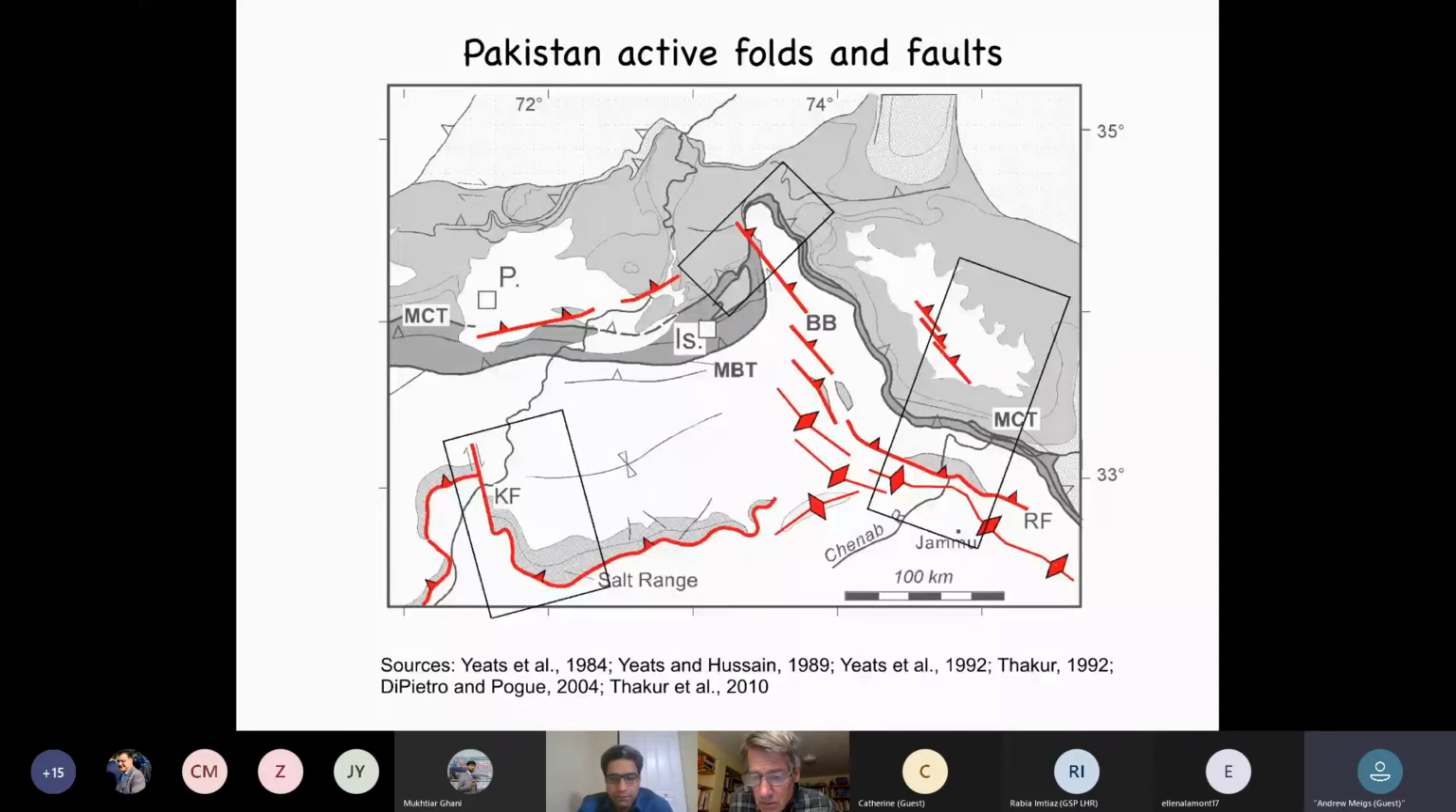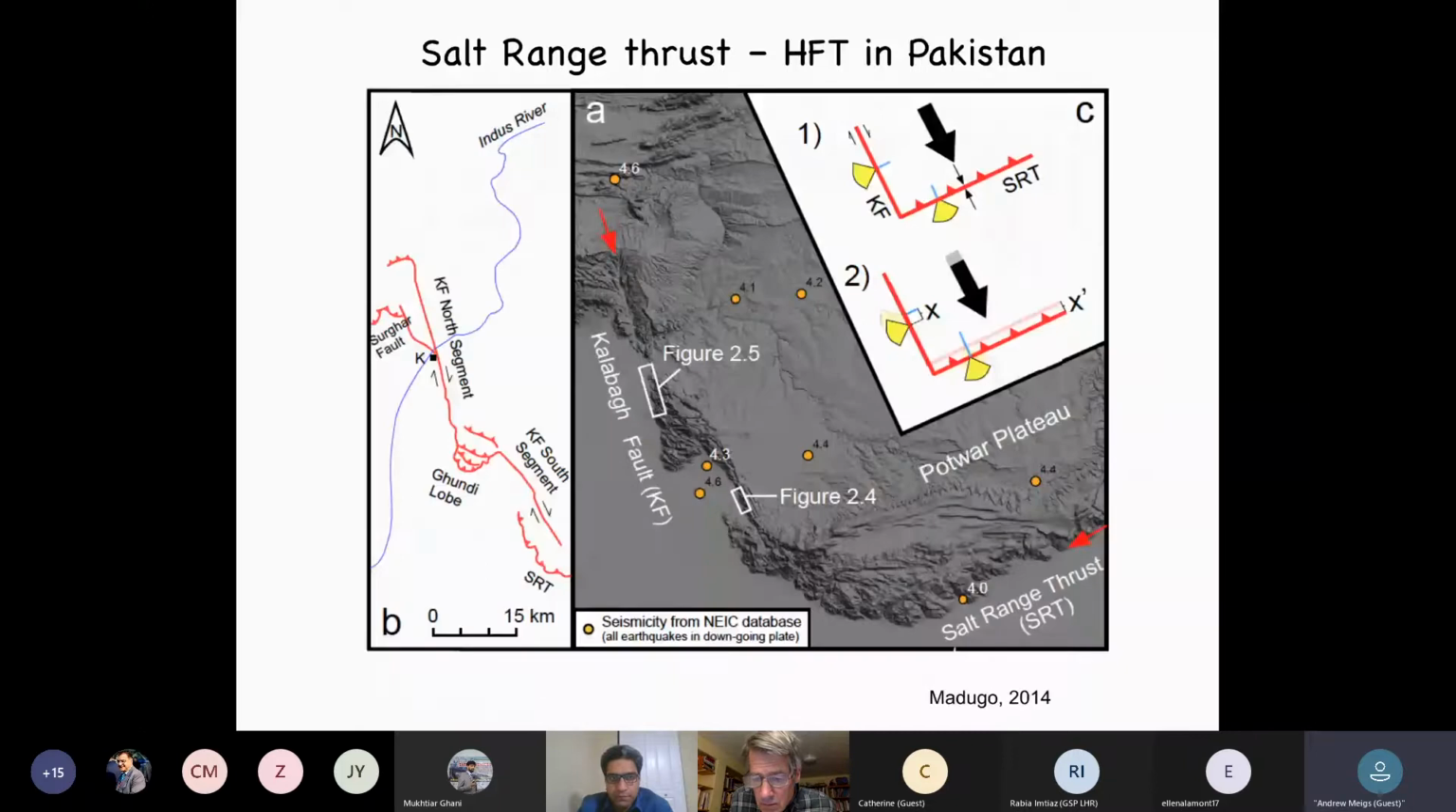So in Chris's thesis, he has a very nice chapter which describes the kinematic and geologic evidence for active slip on the Kalabog Fault. Now the Kalabog Fault, as is well known, is essentially a tear fault that links the salt range thrust to the neighboring thrust farther to the west by allowing the salt range to advance to the south relative to the part of the undeformed foreland off to the west side of the fault.